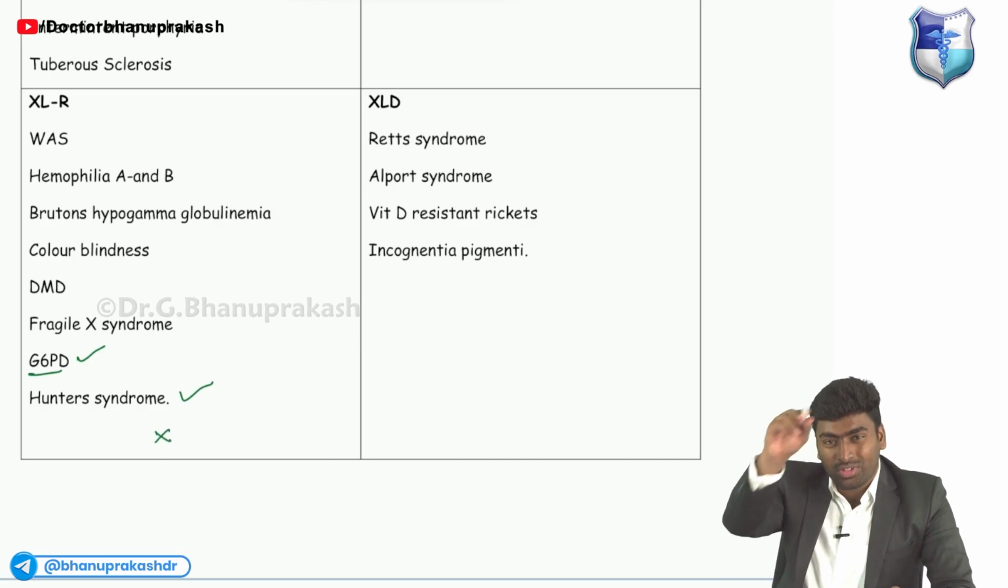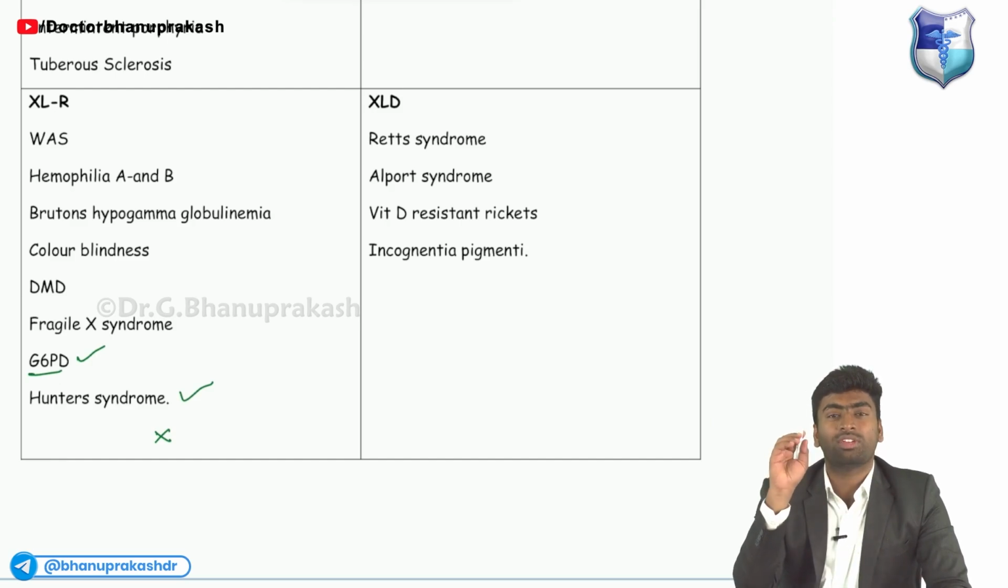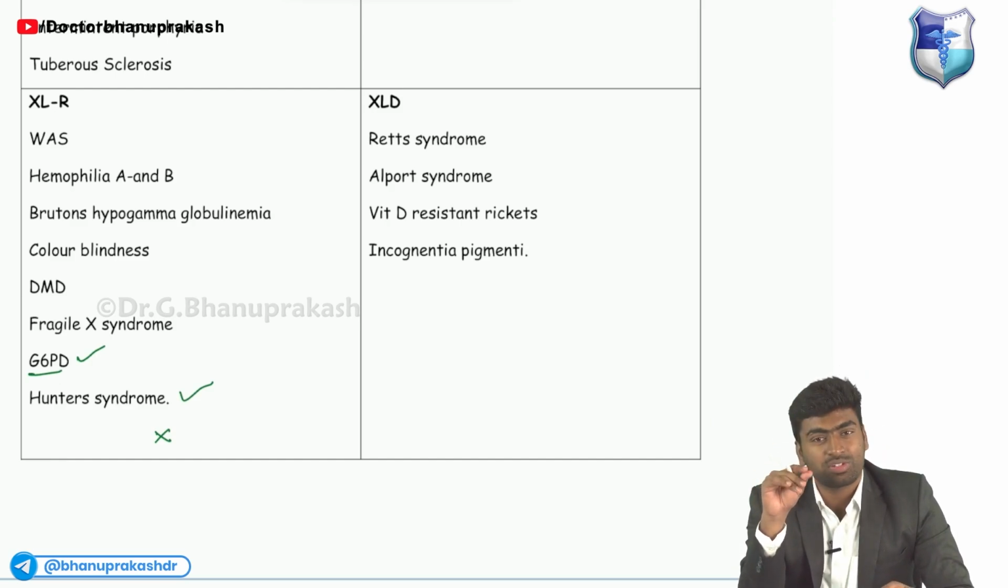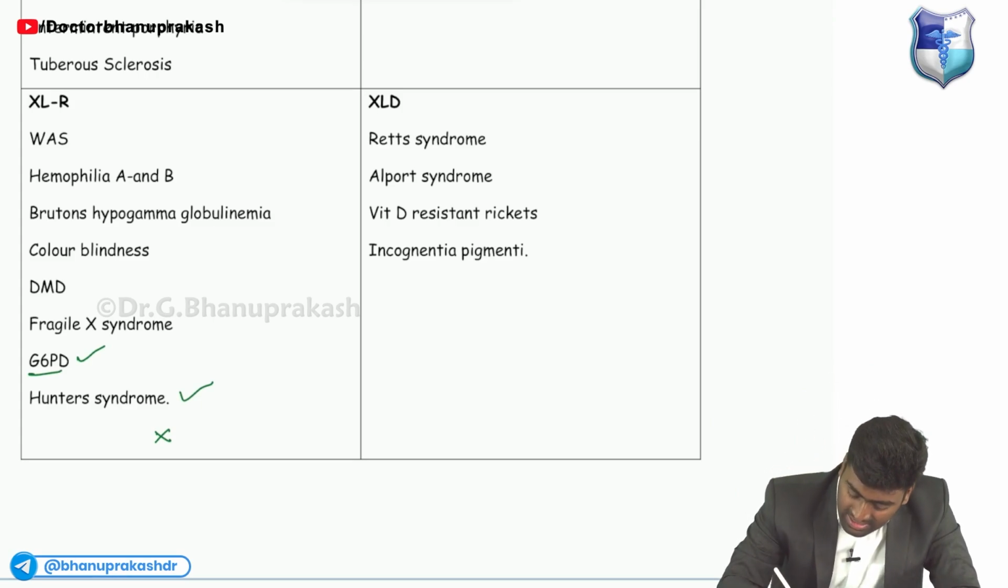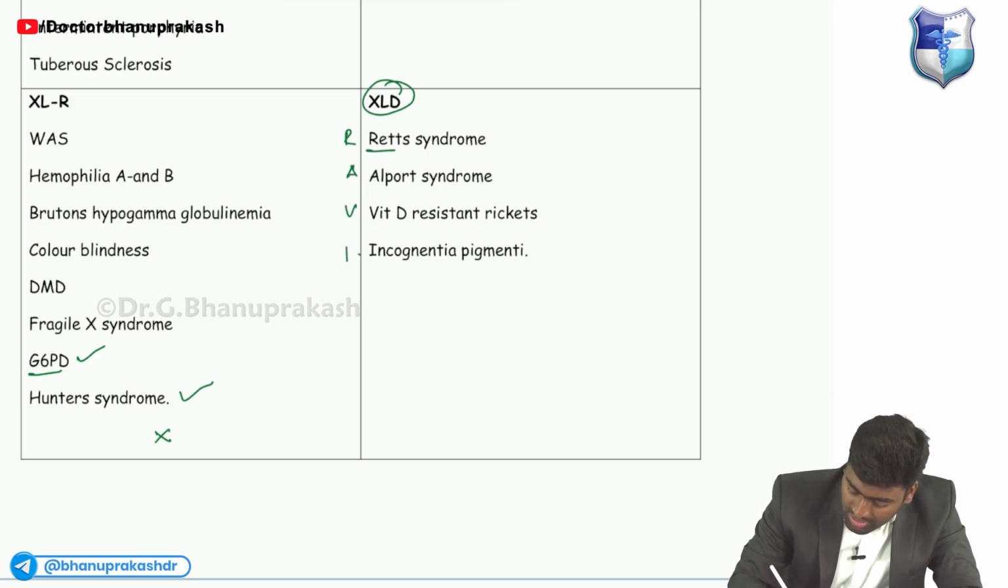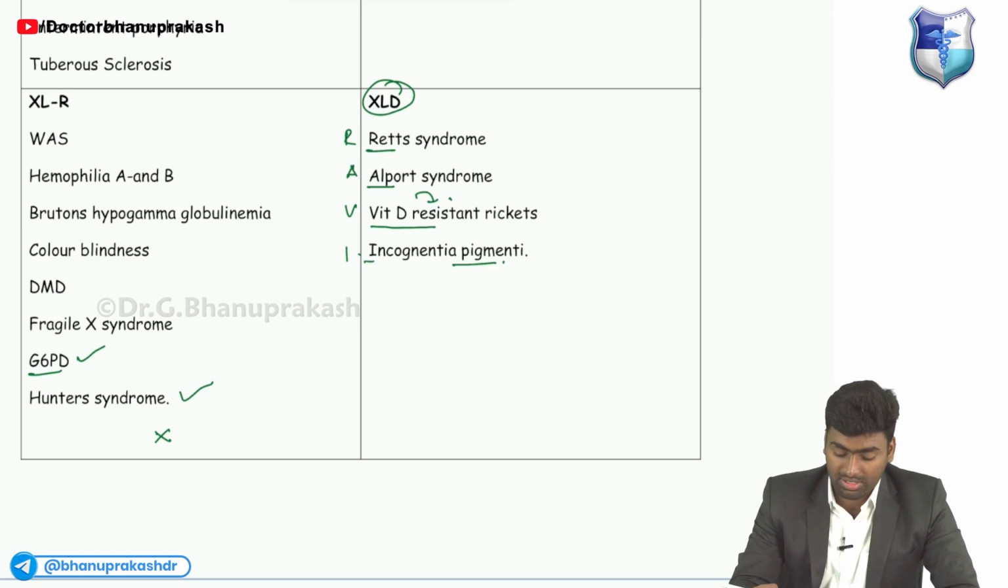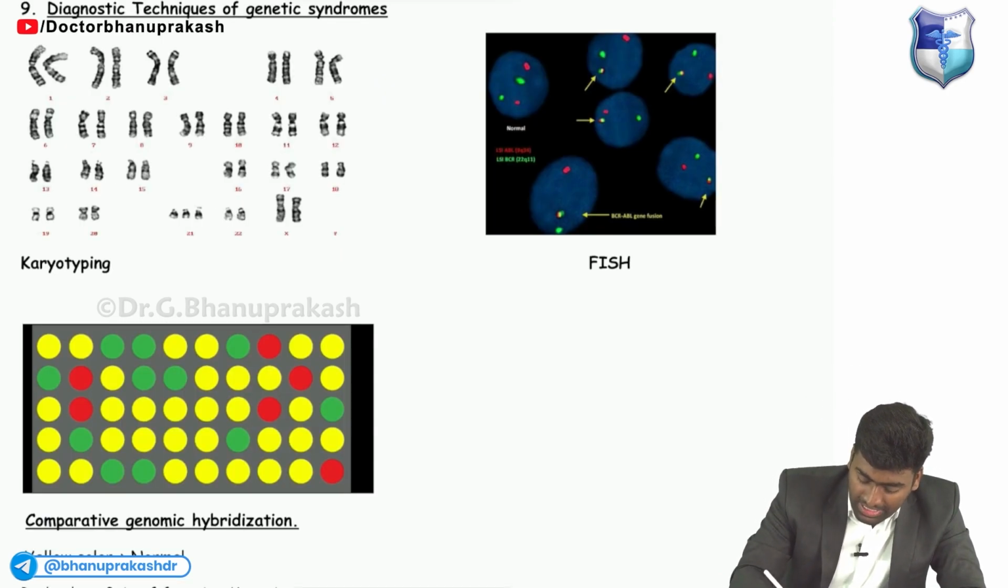So when you need to aim, you will put a cross. So if you are able to see this cross, it means it is X. So Hunter's disease will be having clear cornea and X-linked recessive inheritance. And the X-linked dominant conditions, remember these 4, which is this Ravi: Rett syndrome, Alport syndrome, vitamin D resistant rickets, and incontinentia pigmenti.